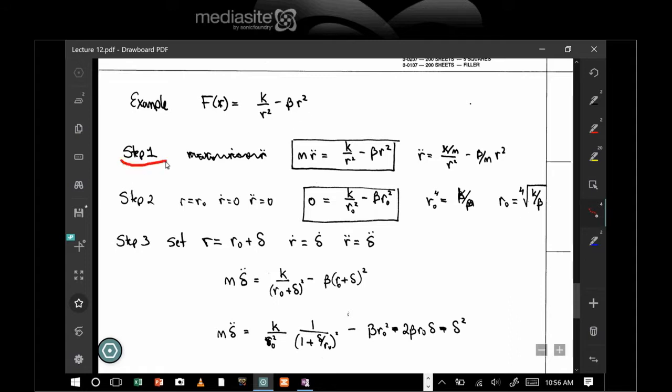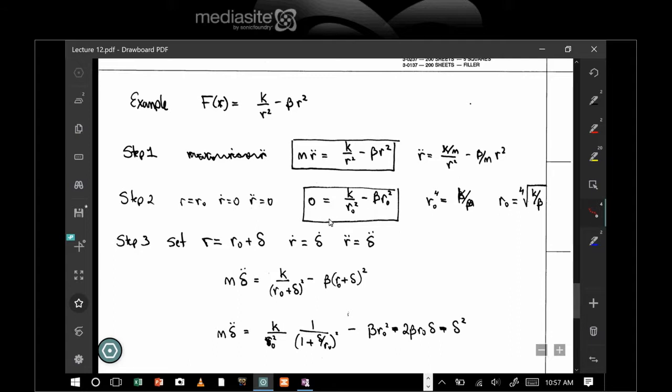Step one, I'm going to find the equation of motion. Mass, that's pretty easy. Mass times acceleration equals the net force. There's only one force acting on it. Step two, I want to find the equilibrium positions. So I set R equal to R naught, R dot equals 0, R double dot equals 0.